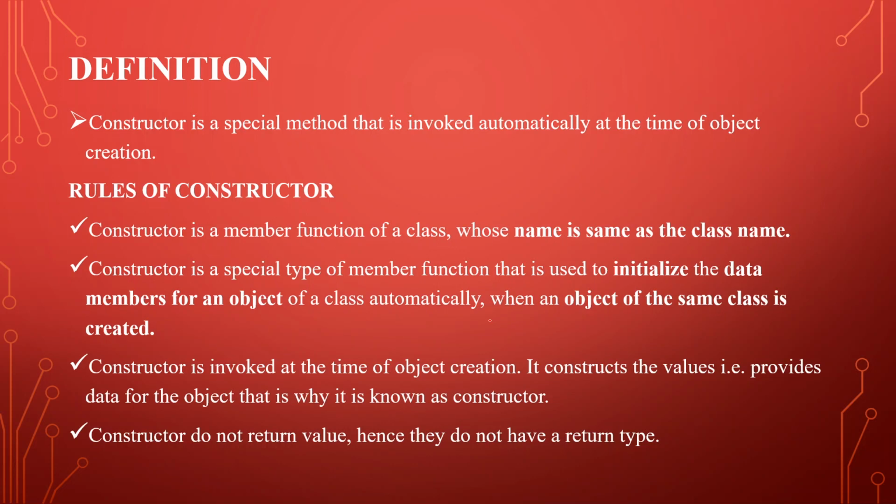One, it should have the same name as the class name. Constructor member function should have the same name as the class name. Second, it will get invoked automatically when the object has been created. We don't need to specifically call that function. Third, it doesn't return any value. So we don't want to give any return data type, that is void or int. We don't want to specifically give void or int for the constructor member function. So these are the important points for constructor.